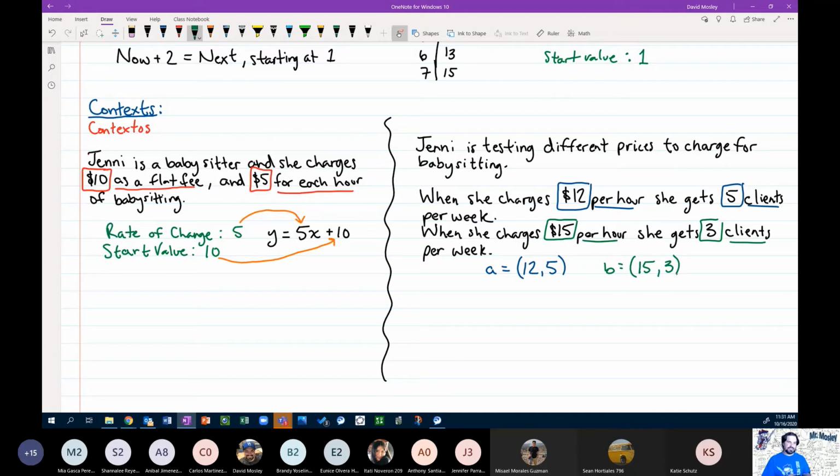12 and 15 are values of X. 5 and 3 are values of Y. This is because the number of clients is affected by the price per hour. So the thing that's causing the change, the price, is the X value. The result of that price is the Y value.